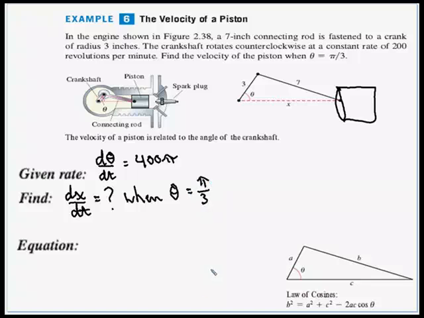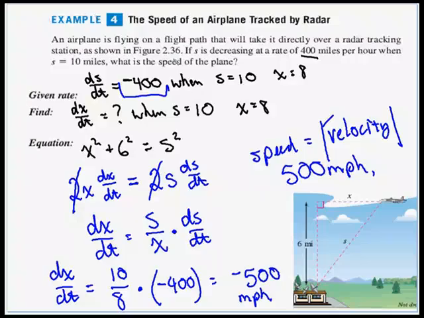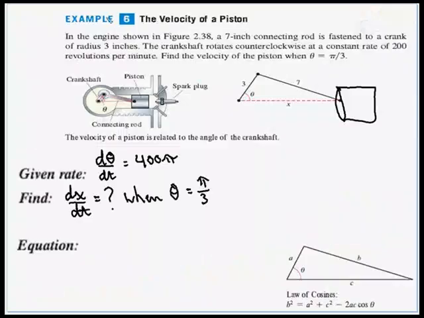Now, what is the equation that ties it all together? In the previous one, we used a right triangle with the Pythagorean theorem. This one was based on the trig functions since we were looking at an angle. This is also an angle, so we're going to have to go all the way back to pre-calc, the law of cosines. This is for non-right triangles. B squared equals A squared plus C squared minus 2AC times the cos of the angle theta.